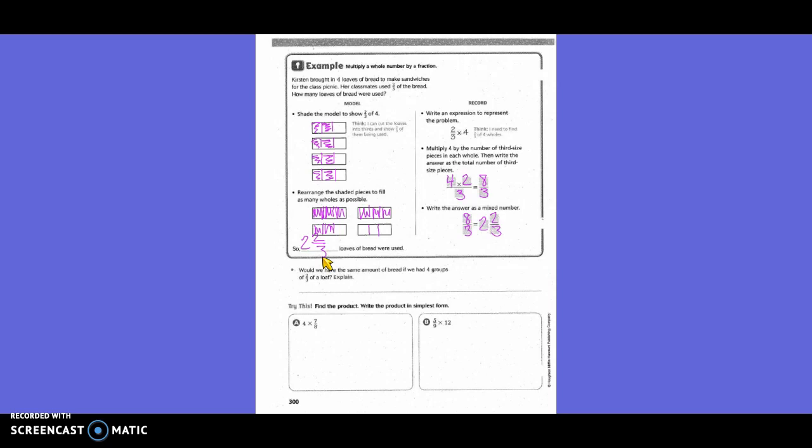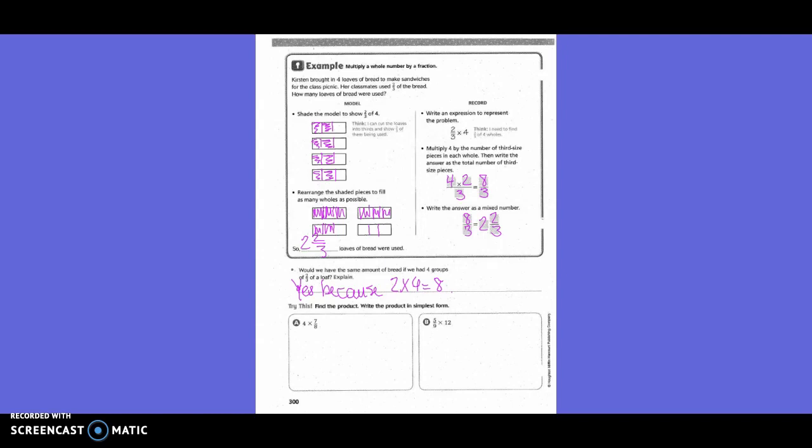Would we have the same amount of bread if we had 4 groups of 2/3 loaf? Explain. So yes, because 2 times 4 is still 8, right?